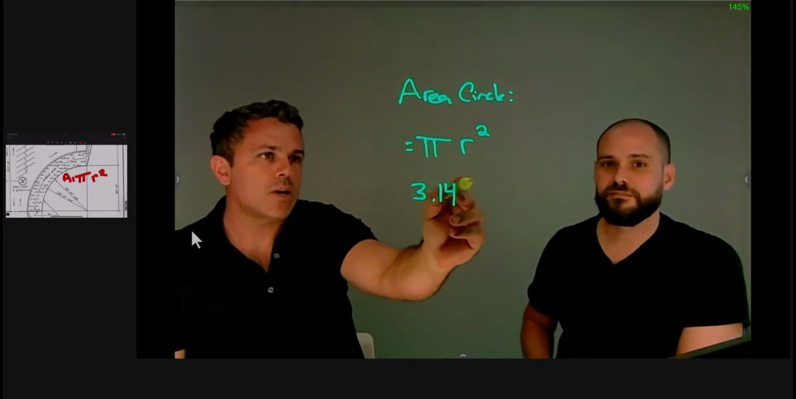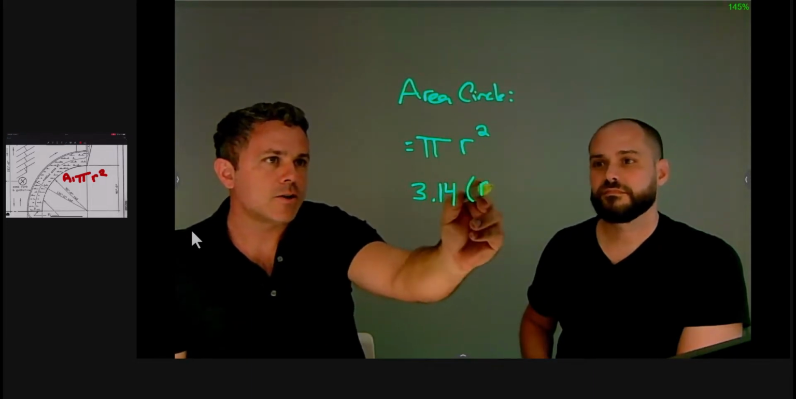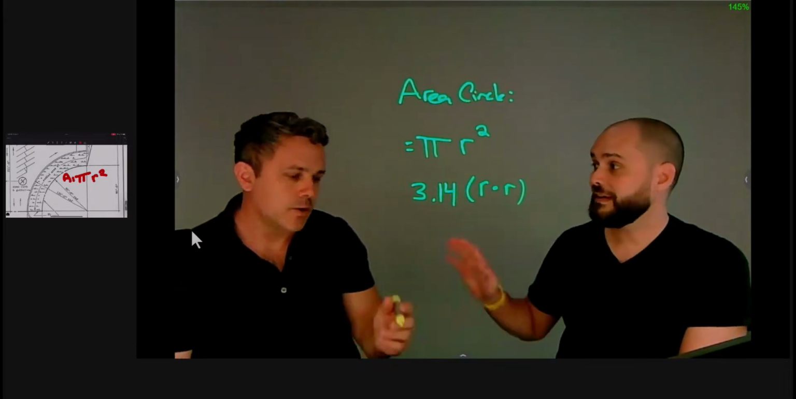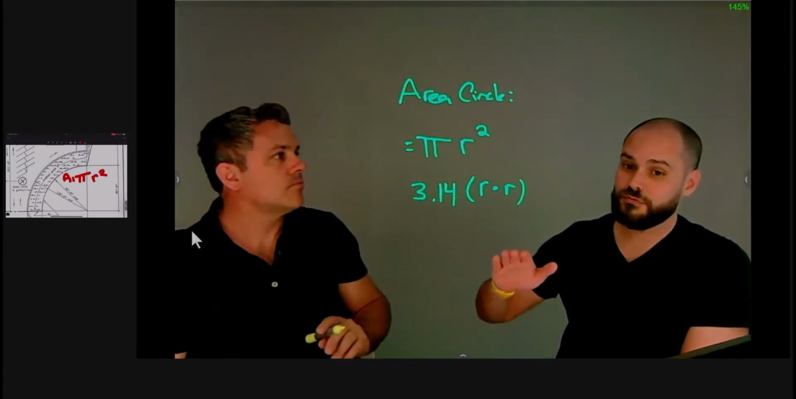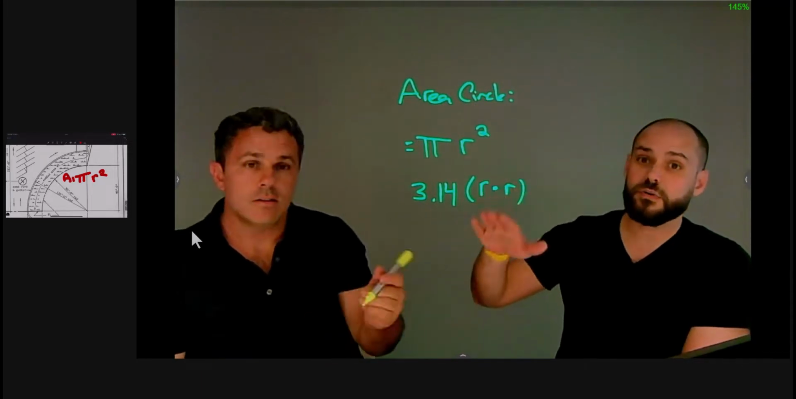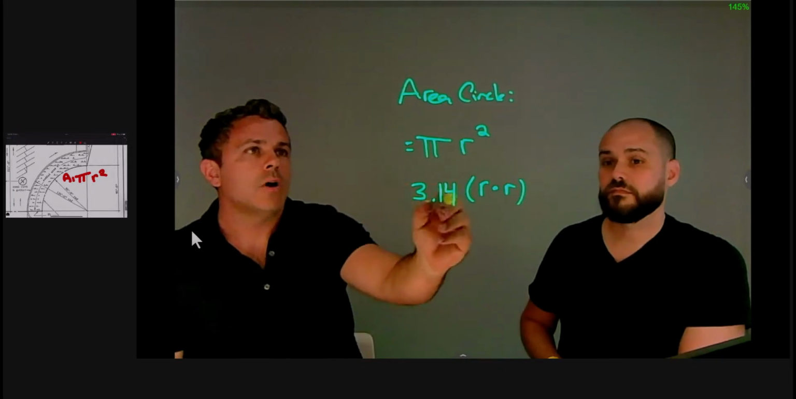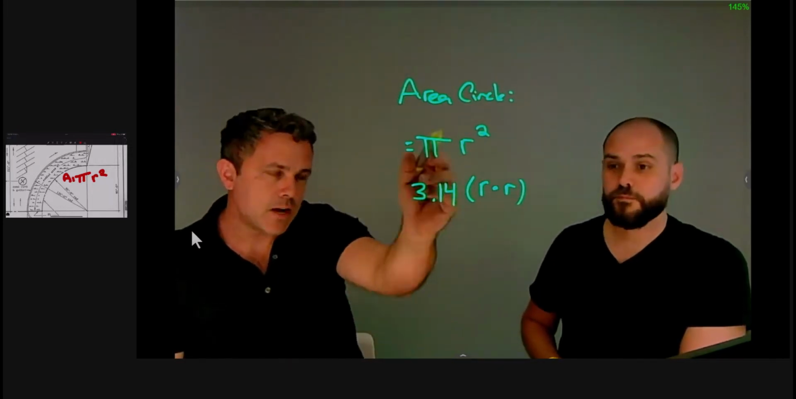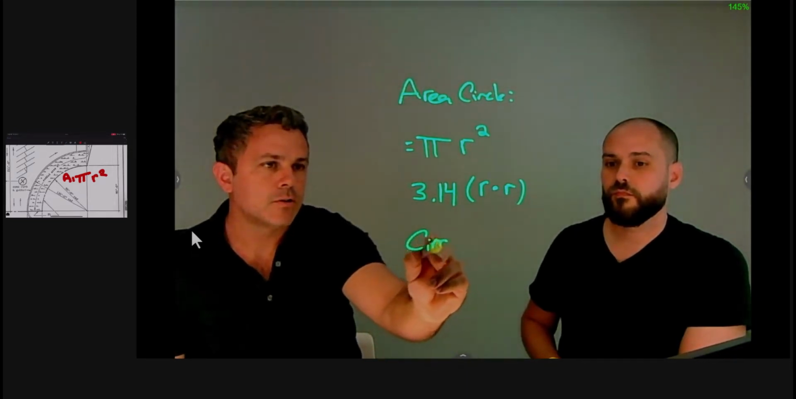So then you're going to take the radius, which we know is half the diameter. Another way to say radius squared is radius times radius. So the radius times itself. Remember, it's not radius times 2. It's radius squared, which is radius times radius. Now, the other thing with circles: we have the area of a circle, but we can also calculate something called the circumference.